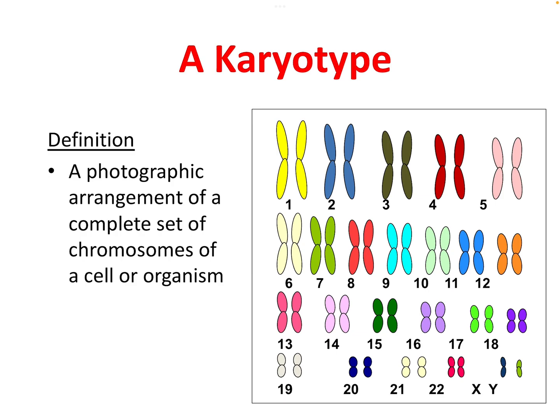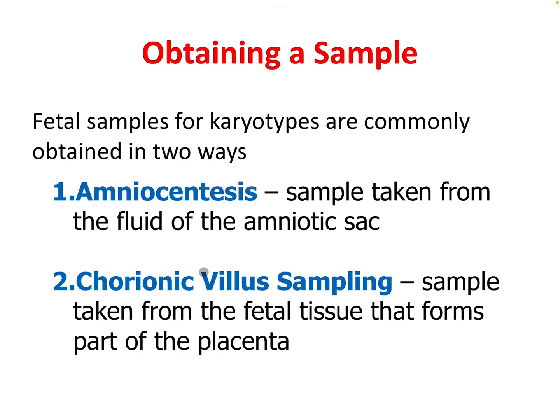A karyotype, by definition, is a photographic arrangement of the complete set of chromosomes of a cell or organism. So this one, 1 to 22 is the autosome, and then this one, the X or Y, is the sex chromosome. How do we obtain a sample for karyotyping?